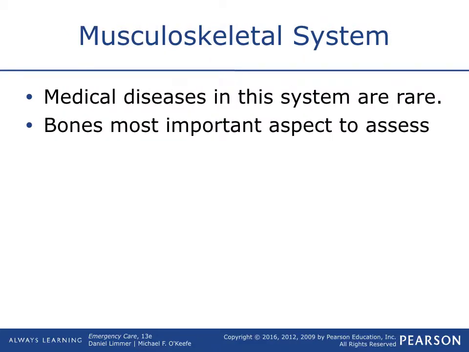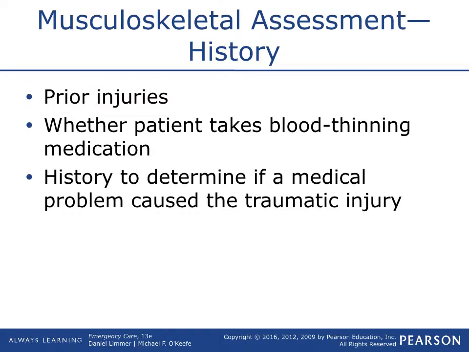Musculoskeletal. Physical examination follows our elements of musculoskeletal system physical examination. Inspect the patient for signs. Medical diseases in this system are rare, as the slide shows, but they do happen. Bone is the most important aspect to assess. You want to feel, is there anything broken?